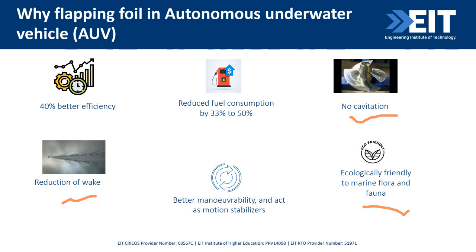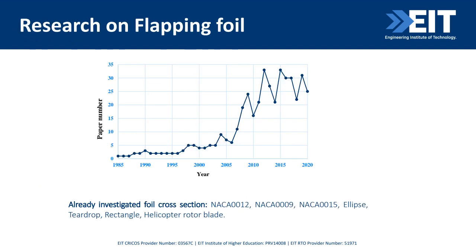So far, whatever research has been done and whatever performance has been evaluated, everything was done with the NACA wing. Nothing was done so far regarding the penguin wing. You can see there I mentioned the foils investigated so far: all of them are NACA foil, or normal rectangular foil, or teardrop or elliptical shape. Those are the shapes. And if you look at the number of papers regarding the flapping foil, with time it is increasing significantly.